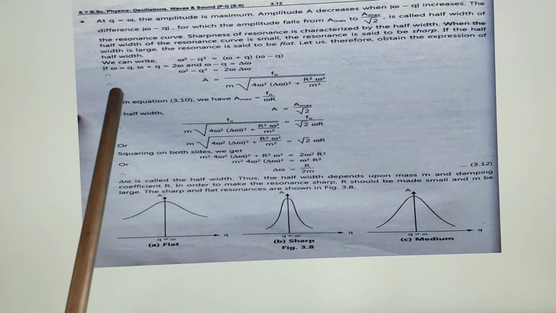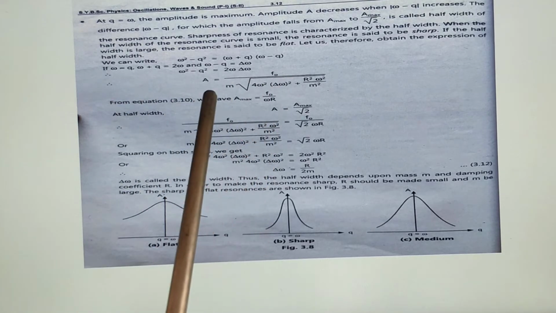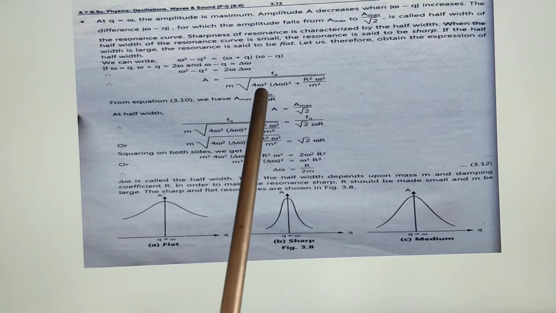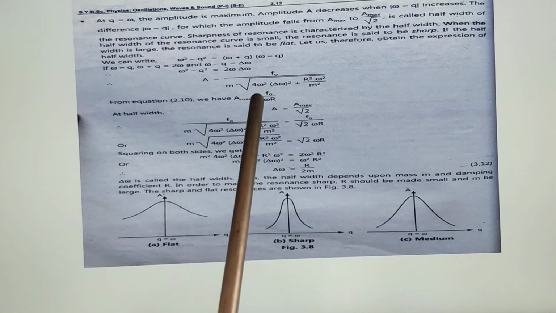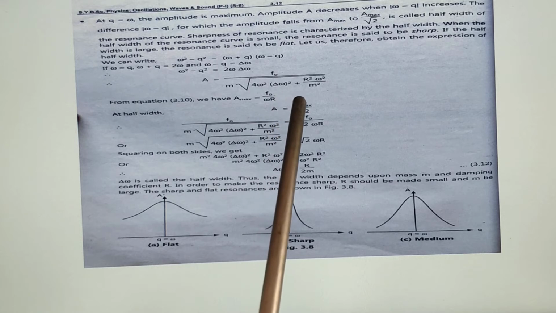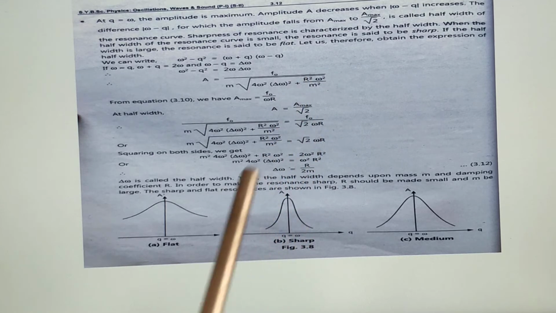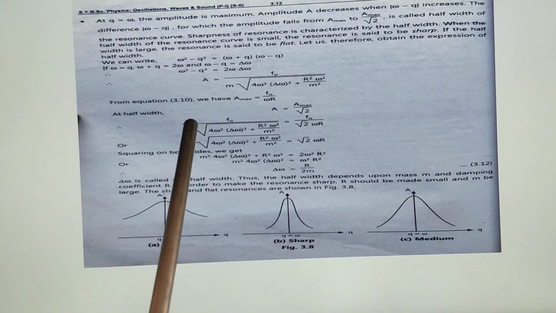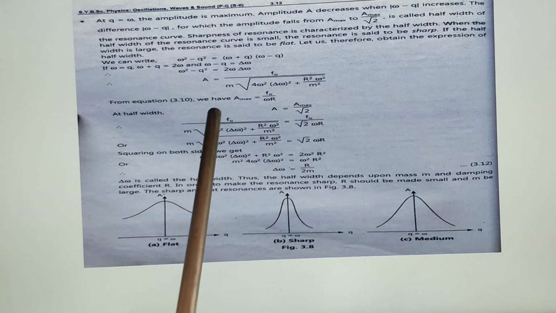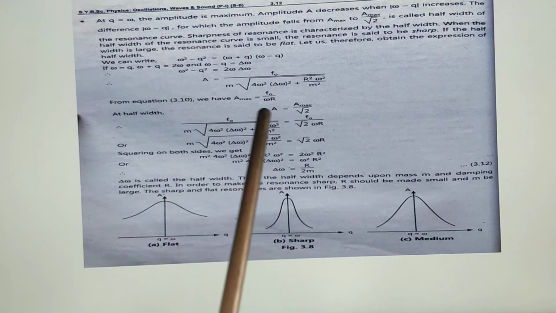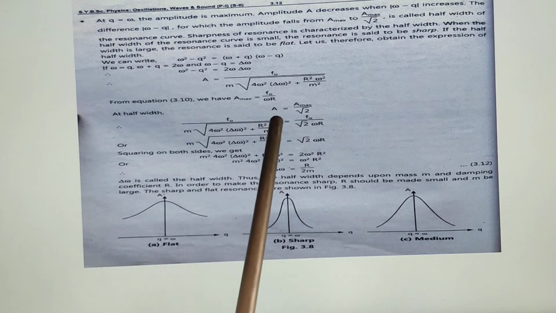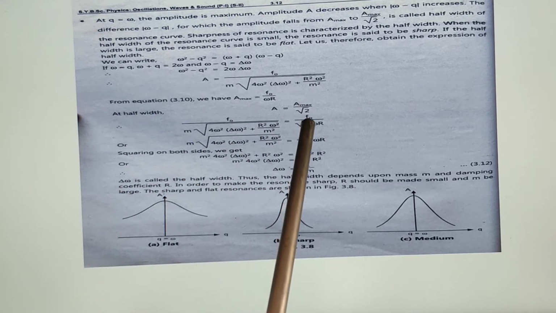Okay. Then write the equation of amplitude A equal to F naught upon M root, substituting the values of omega square minus q square in terms of 2 omega and delta omega. So write here 4 omega square delta omega square plus R square omega square upon M square as it is. Now from equation 3.10, which we calculated in the last lecture, we have A max equal to F naught upon omega R. Okay, so at half width this becomes A equal to A max by root 2.